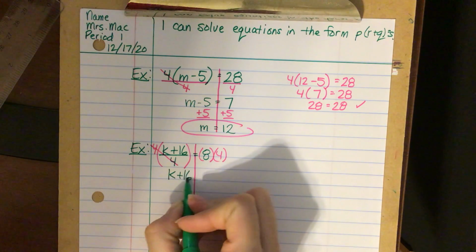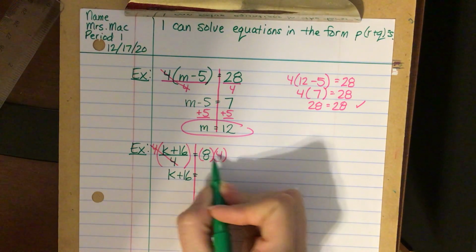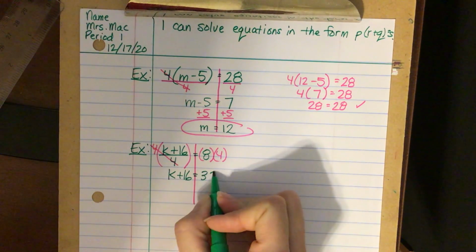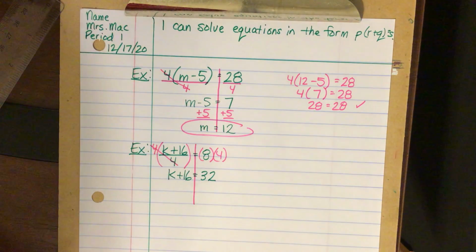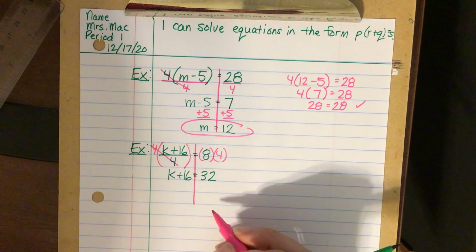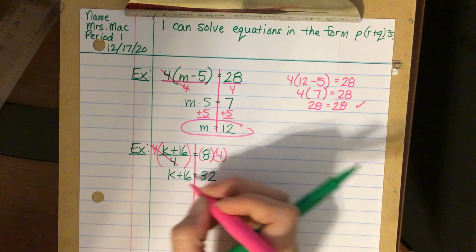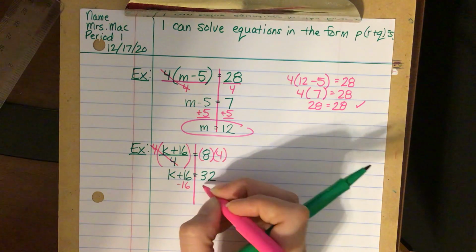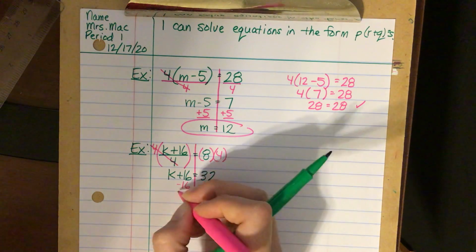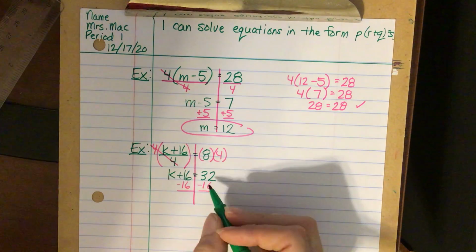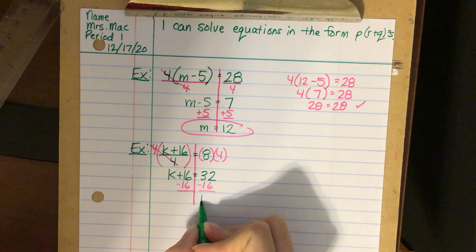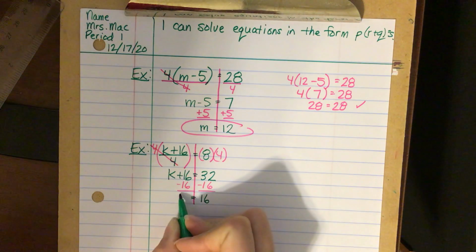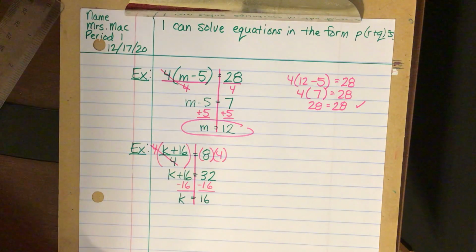And we're left with k plus 16. And then 8 times 4 is 32. And at this point, I can just go ahead and do the opposite here. So 32 minus 16 is 16. So we're getting that k is equal to 16.